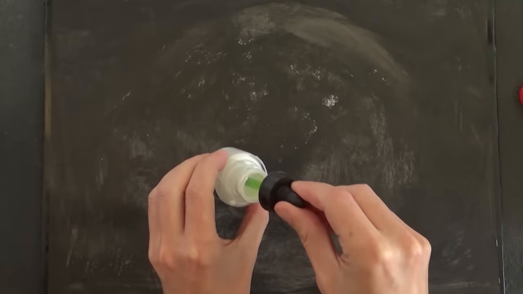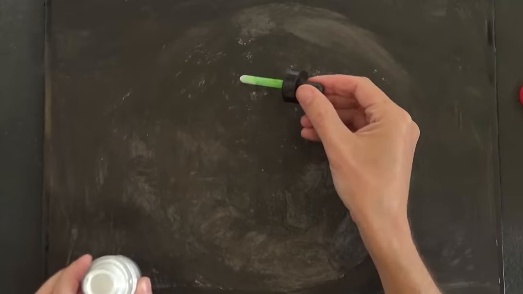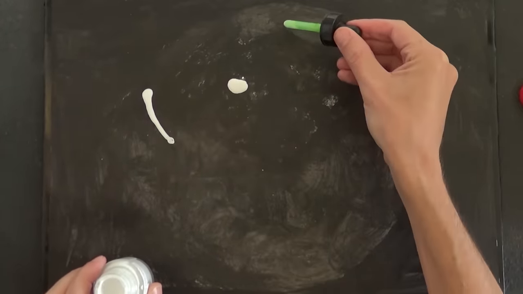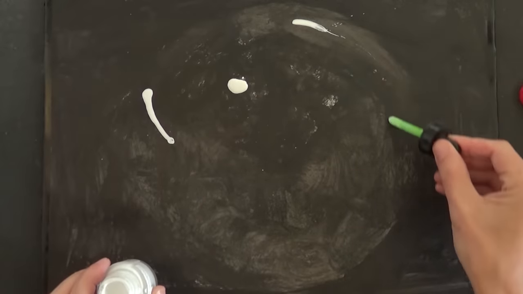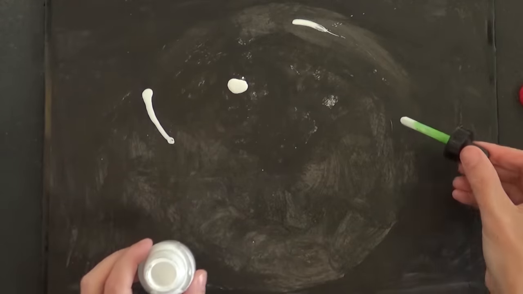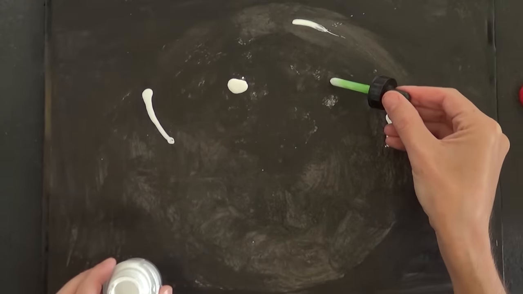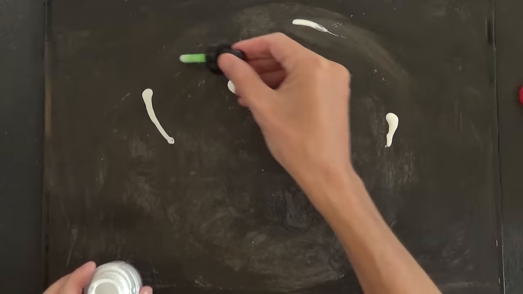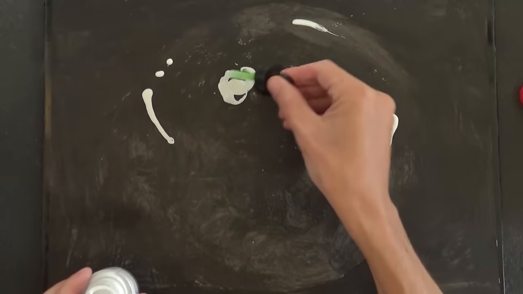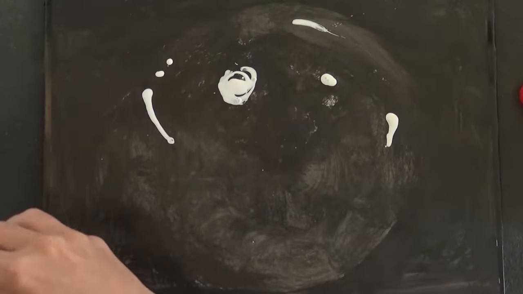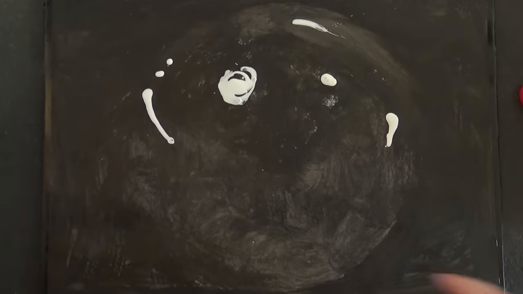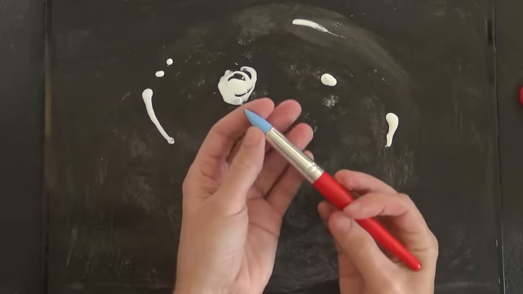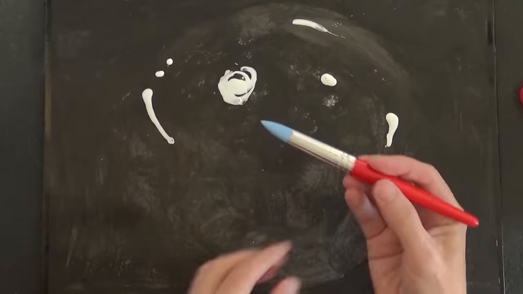But there are lighter parts and there are darker parts. Let's see how I can do this. Just use this type of tool. It's not a brush, even though it looks like a brush.